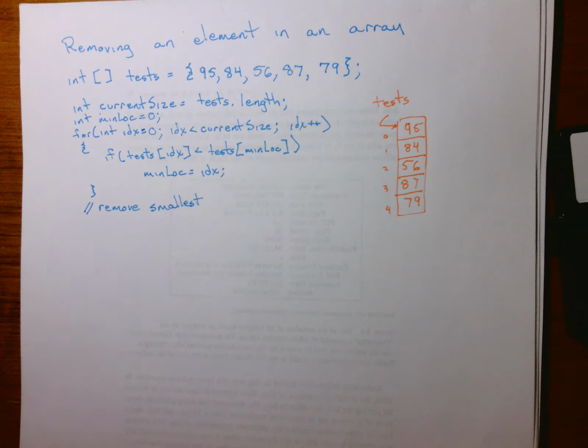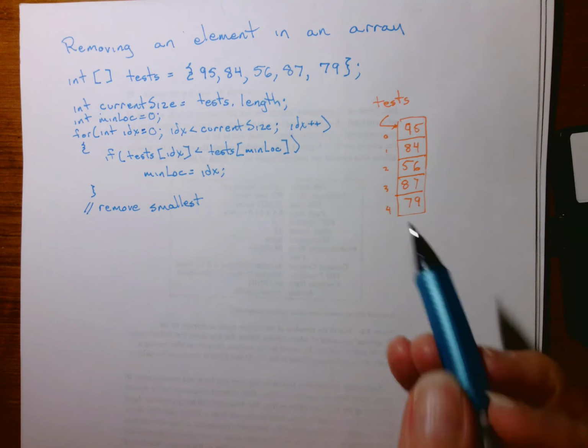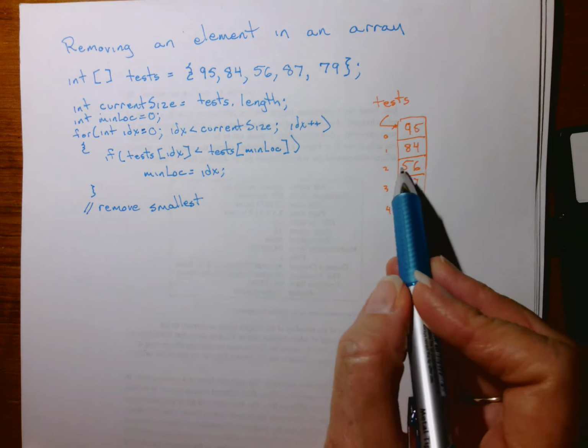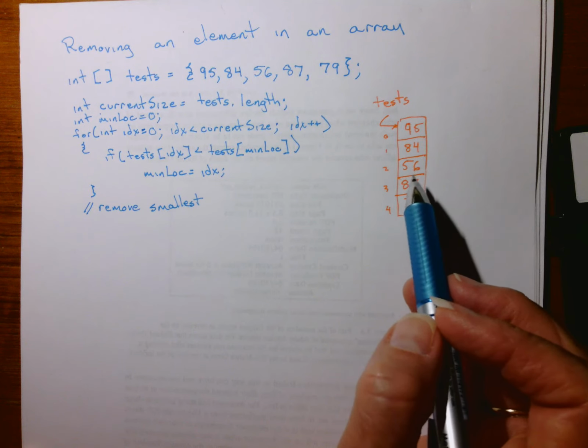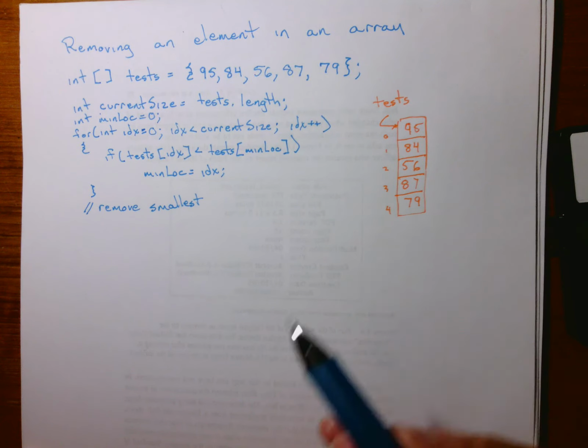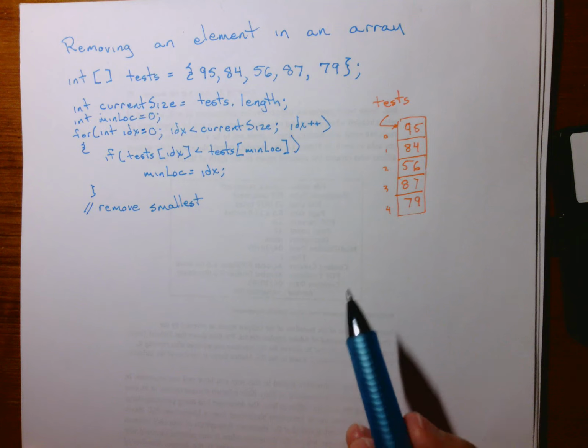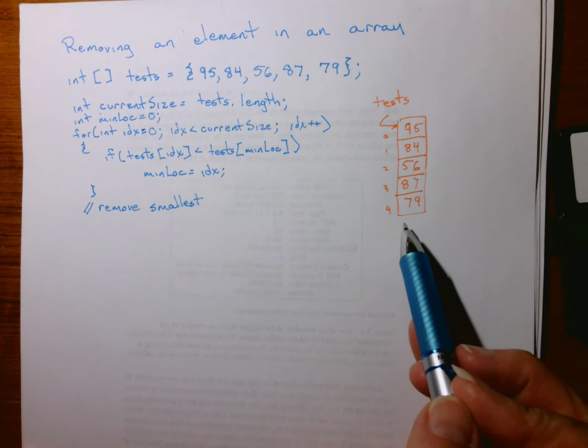In this video, we're going to talk about removing an element from an array, and that involves a couple of other things. For example, let's say we want to traverse this array. Remember that traversing means that you start at the beginning and visit each element all the way to the end. Let's say we want to traverse this array and find the smallest.